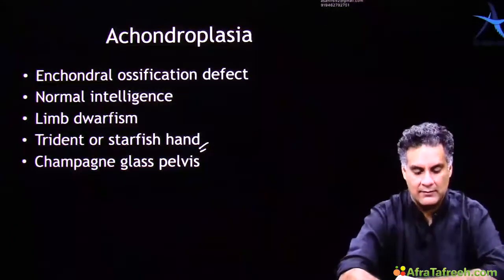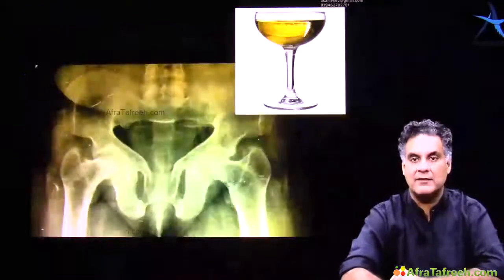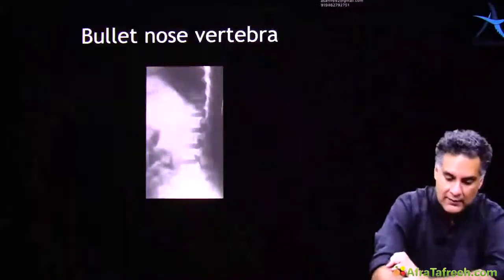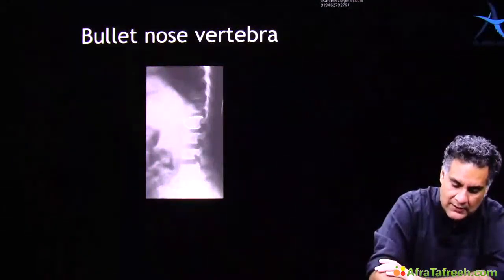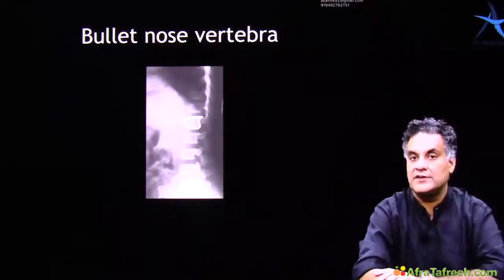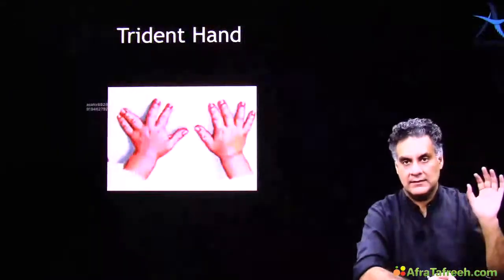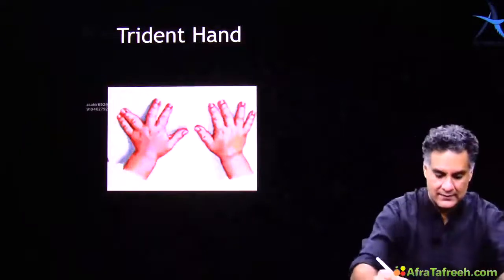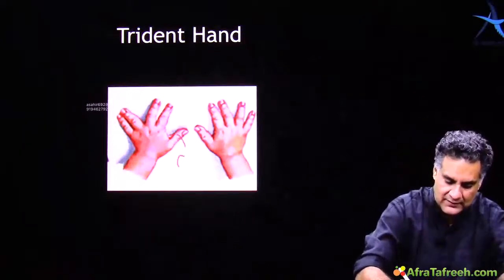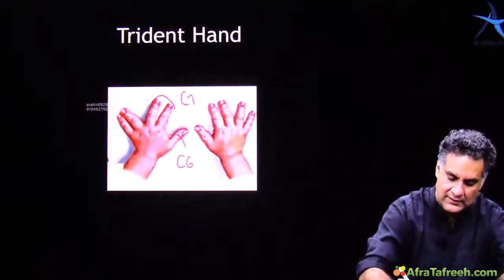They can have a broadened pelvis called champagne glass pelvis, or they can have bullet shaped vertebra. So these are the features of achondroplasia. This is trident hand. So I just told you C6, C7, C8.